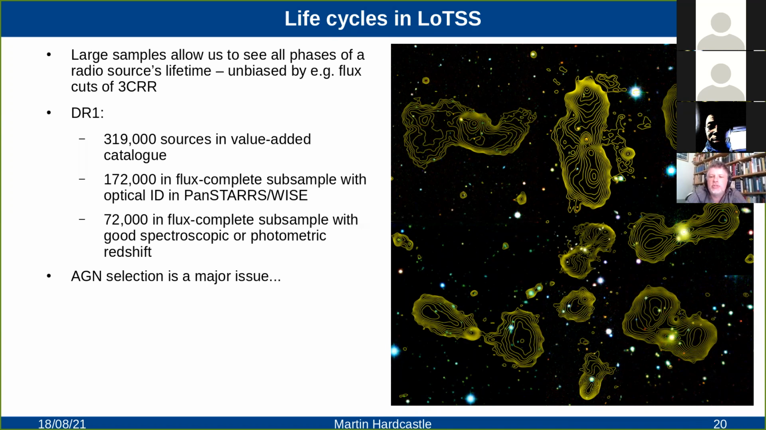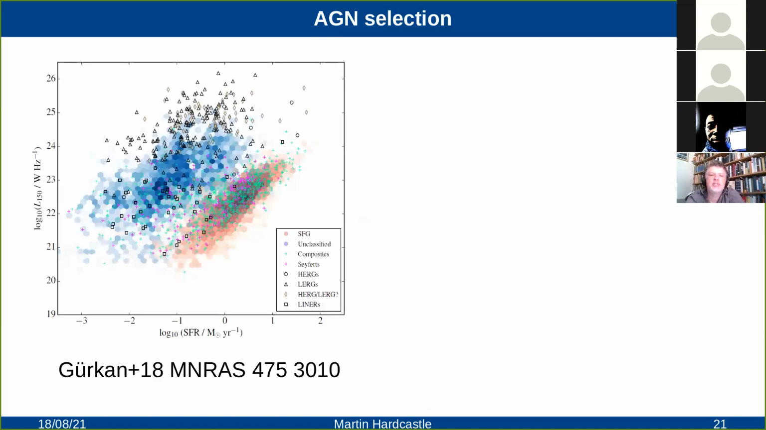Now, of course, not all those radio sources are active galaxies. Star-forming galaxies produce radio emission just by being star-forming galaxies. So AGN selection is really important, and the details of this are quite complicated. The gold standard for AGN selection, I think, is to actually know the star formation rate of your host galaxy, because star-forming galaxies have a quite tight relationship between their star formation rate and their radio emission, which you can see in this plot here.